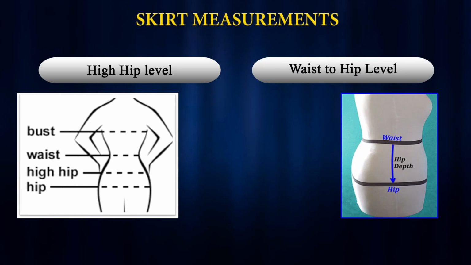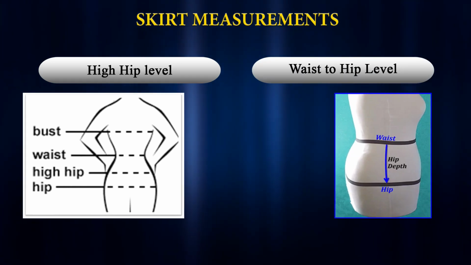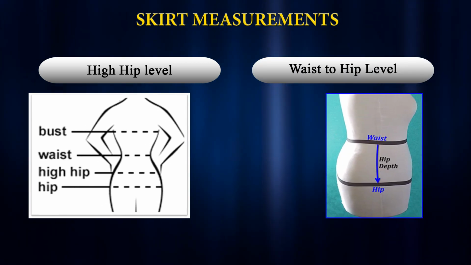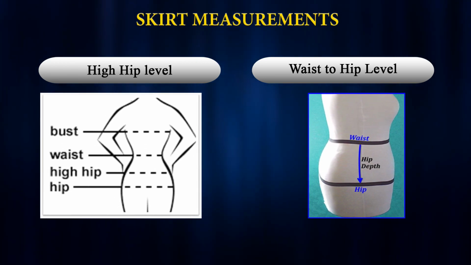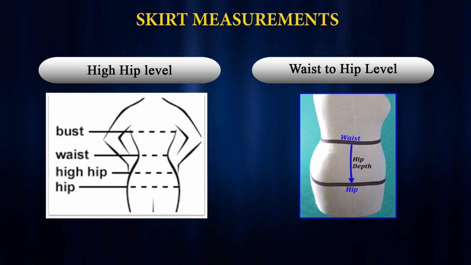Then for the skirt measurement, what all measurements do we take while making a skirt? For the hip level measurement, we take the waist, we take the high hip measurement and the hip measurement. So waist to hip level we take for making a skirt.